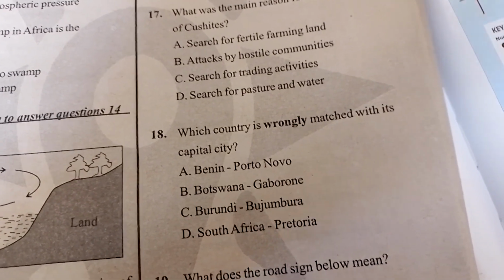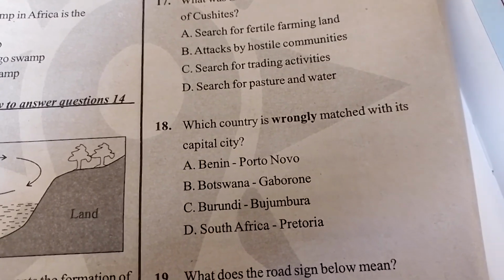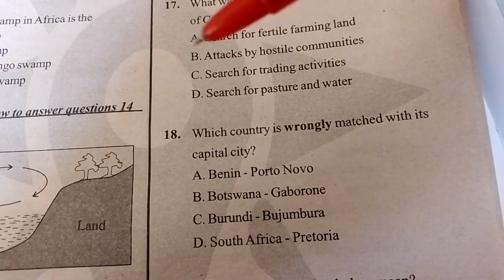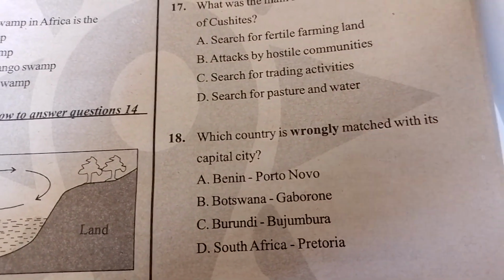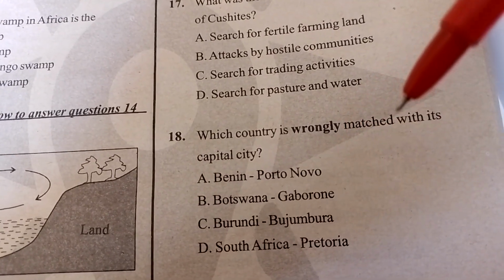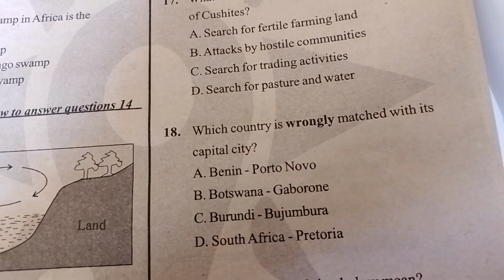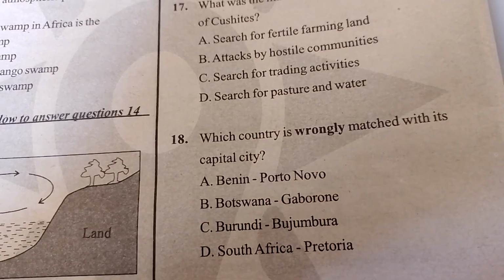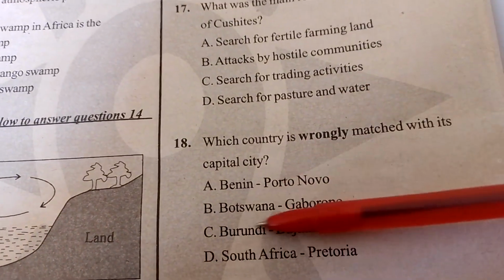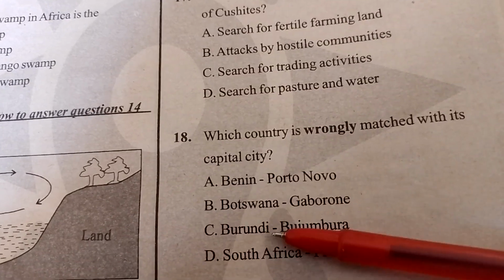Which country is wrongly matched with its capital city? In fact, Benin, we have Porto Novo, very correct. Botswana, Gaborone, also very correct. Burundi, Bujumbura, very correct. South Africa, Pretoria, also very correct. So the question was not well set, but I want us to discuss something small under South Africa. There is something saying that all countries in Africa, apart from South Africa, have one capital city, except South Africa.